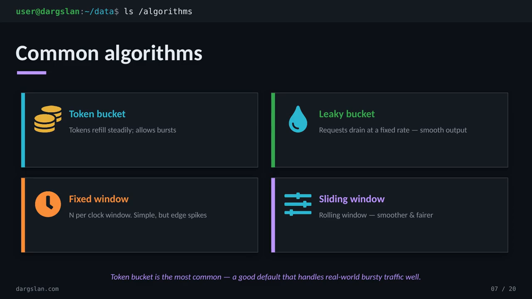Token bucket isn't the only game in town, though. Its cousin, the leaky bucket, drains requests at a fixed rate instead. Great when you need smooth, predictable output downstream. Then there's the fixed window, which just counts n requests per clock interval. Dead simple, but it suffers from spikes right at the edges. The sliding window fixes that by rolling continuously, giving you fairer accounting. Still, token bucket remains the sensible default. It handles real-world bursty traffic without breaking a sweat.